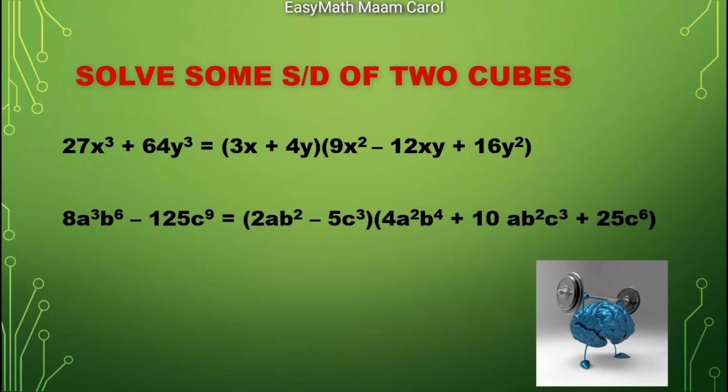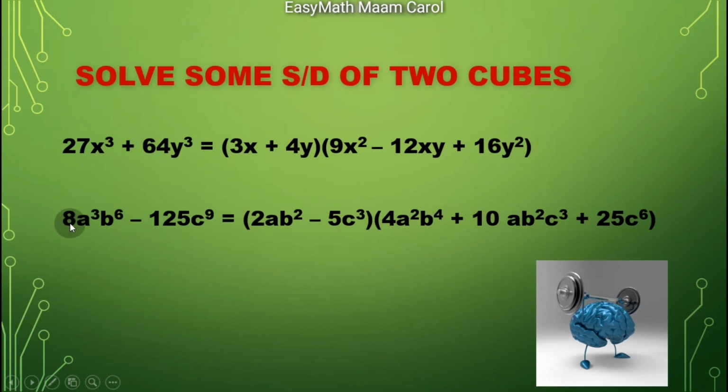For our last example, we have 8a cubed b to the 6th power minus 125c raised to the 9th power. Okay, so it's a little bit longer, mas mahaba kaysa dun sa mga ordinary na ginagawa natin. So, let's solve this one by one para hindi tayo malito. Ganito yung technique dyan. You start with the first number, 8.